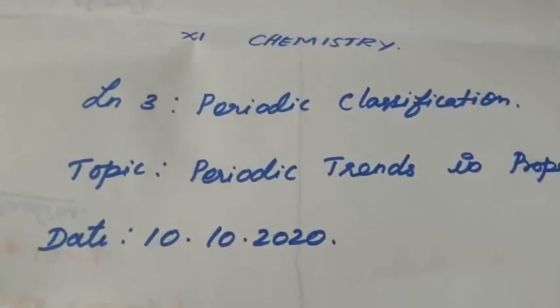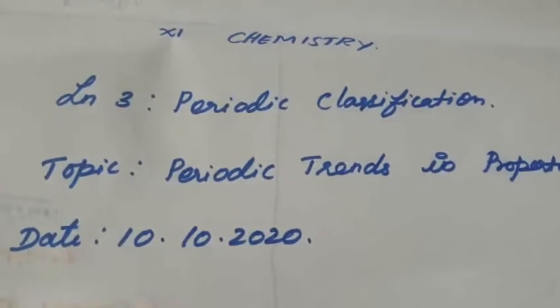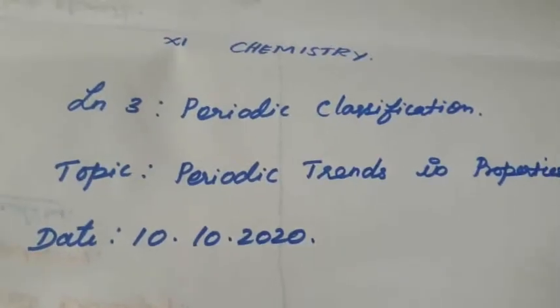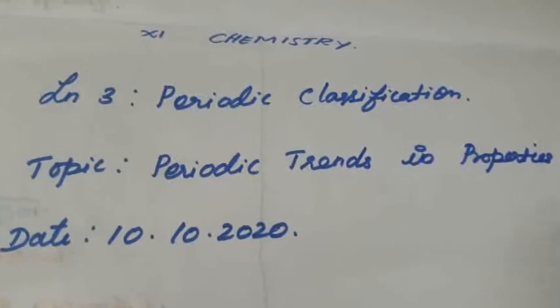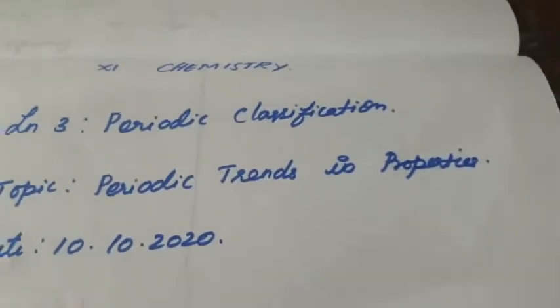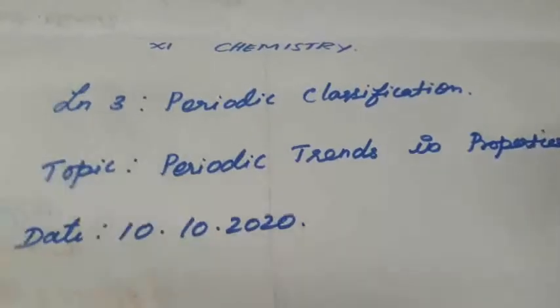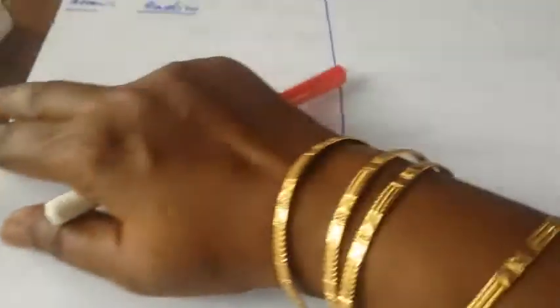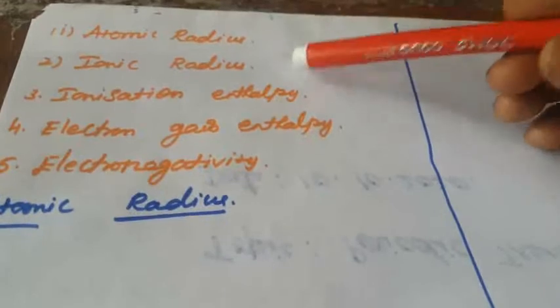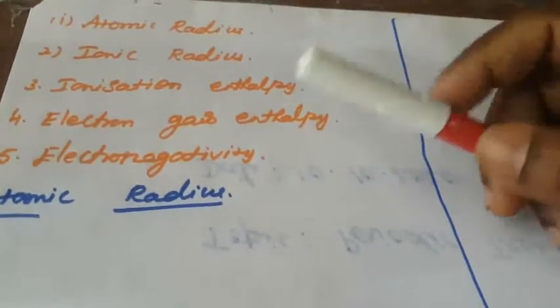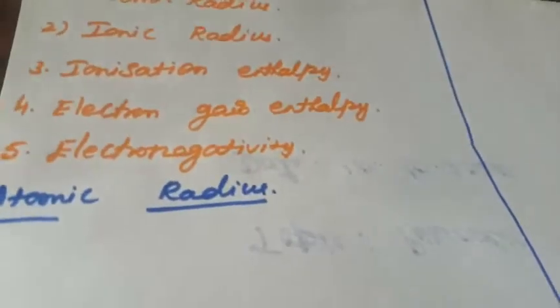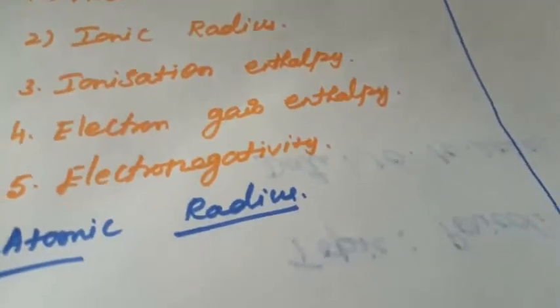Today we are going to see the continuation of lesson 3, the periodic classification. The topic is periodic trends in the properties. What is meant by periodic trends? We are studying the elements' atomic radius, ionic radius, ionization enthalpy, electron gain enthalpy, and electronegativity.